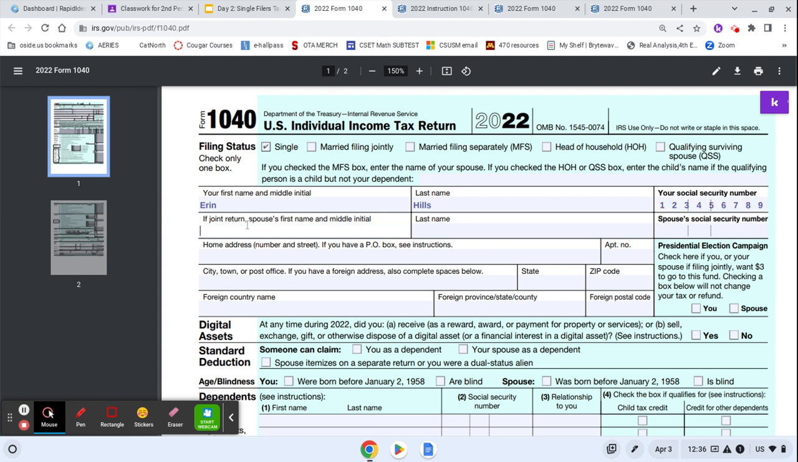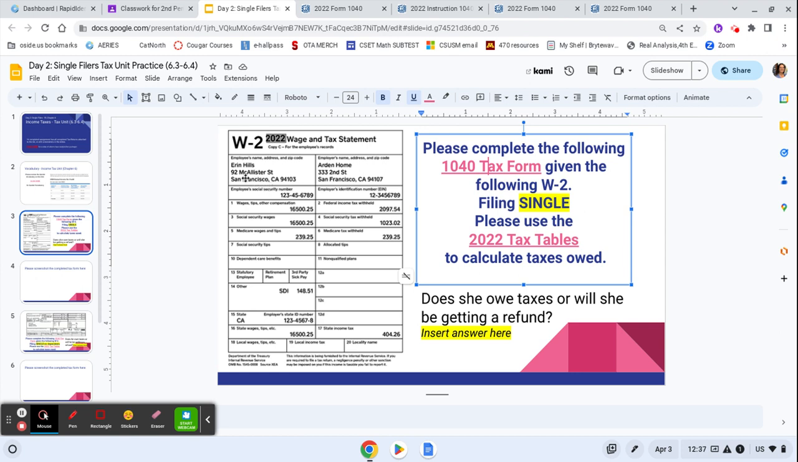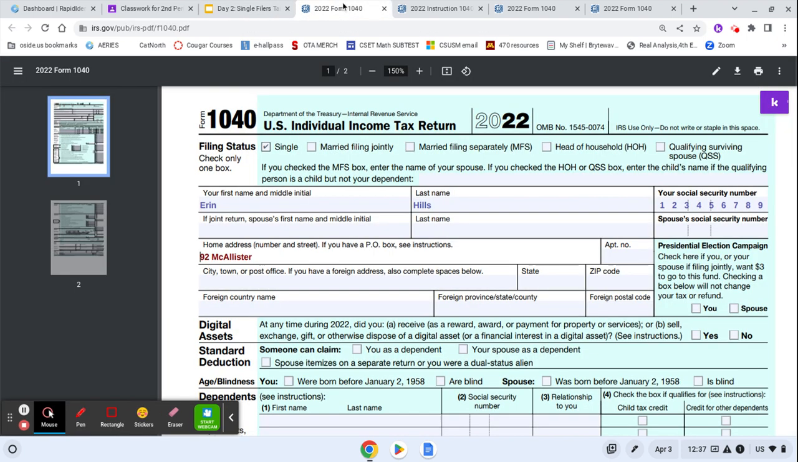And then the joint return box is going to be left blank because there is no other person. And it said that she lived at 92 McAllister. And so this is coming right here under her name, 92 McAllister Street, San Francisco, 94103. No apartment number.